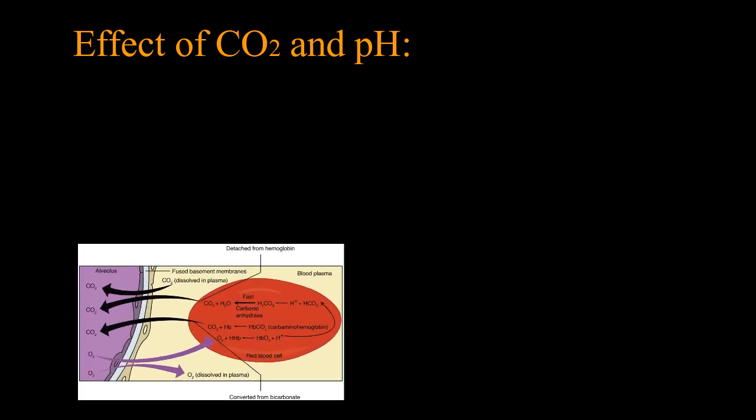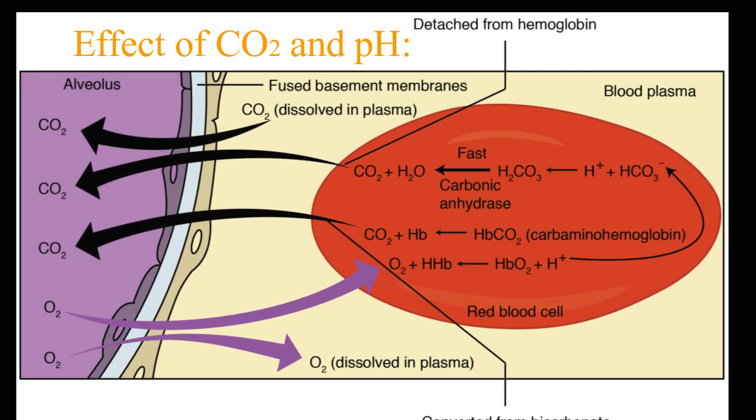Second, effect of carbon dioxide and pH. Oxygen dissociation curve is also influenced by pH of the blood. The pH of the blood is maintained at 7.4 by the bicarbonate and phosphate buffer system. Carbon dioxide combines with water in presence of carbonic anhydrase in RBCs to produce carbonic acid. Carbonic acid is a weak acid. It dissociates into bicarbonate and H+. Thus, increase in CO2 leads to increase in H+ ions and decrease in pH.